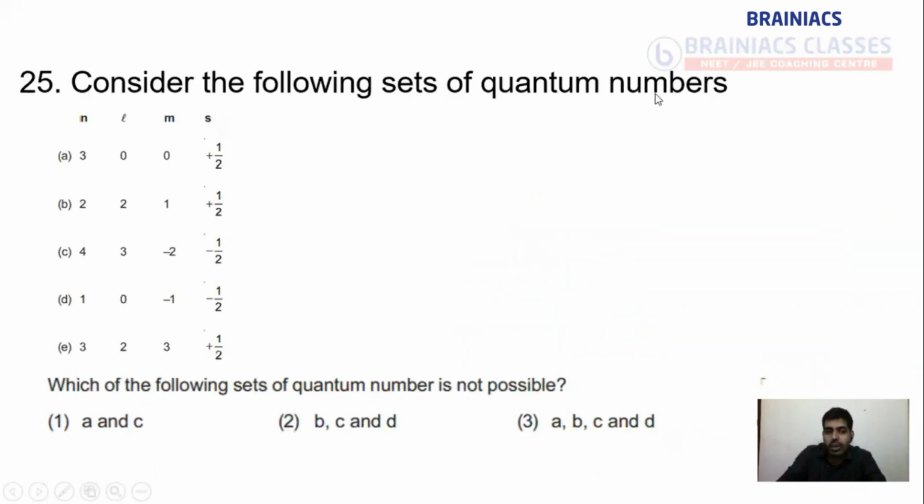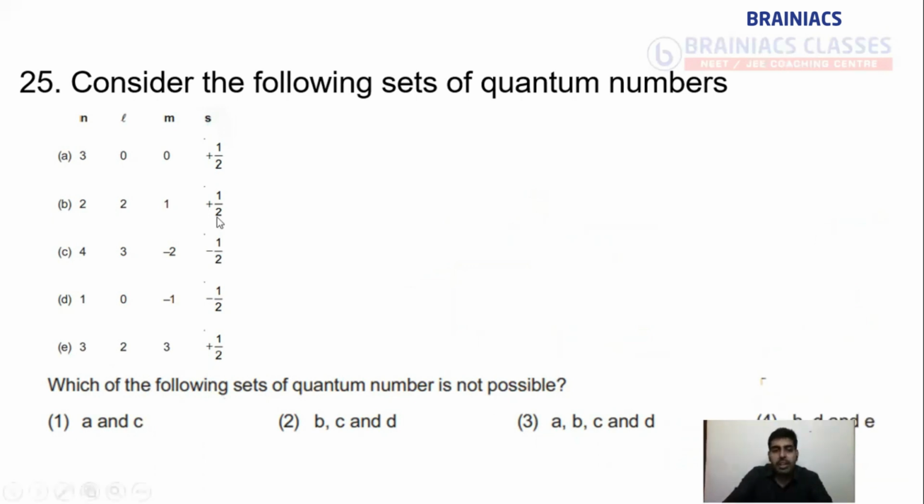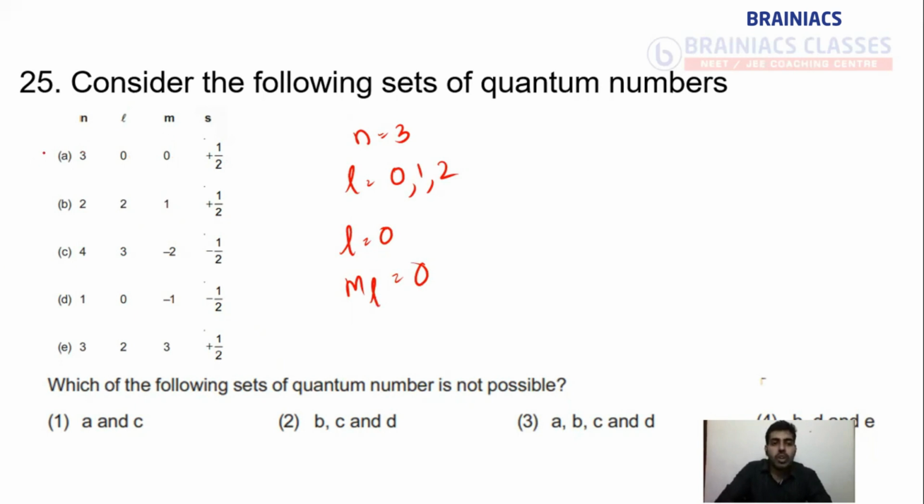Consider the following set of quantum numbers n, l, m, and s. Which of the following sets of quantum numbers is not possible? Here 4 values are given. Now, n is equal to 3. If n is equal to 3, l can have value 0, 1, 2. Here l is given as 0. If l is equal to 0, ml can have value 0, and s can have plus or minus half. This one is right.